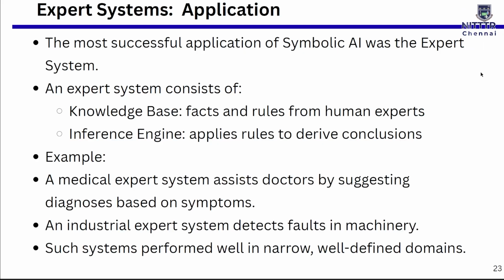So next we'll see examples of expert systems. A medical expert system assists the doctor by suggesting a diagnosis based on the symptoms. Similarly, we can apply this kind of rule-based system to industry applications also. The industrial expert system detects faults in machinery. Such systems performed well in narrow, well-defined domains.